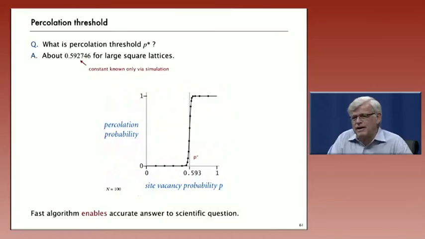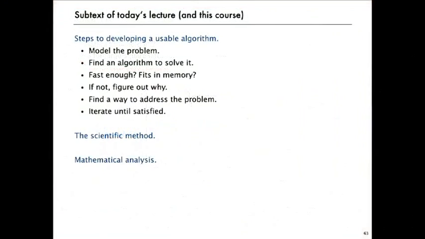And that's where we get the result that by running enough simulations for big enough n, this percolation threshold is about 0.592746. With this fast algorithm, we can get an accurate answer to this scientific question. If we use a slow union find algorithm, we won't be able to run it for very big problems, and we won't get a very accurate answer.